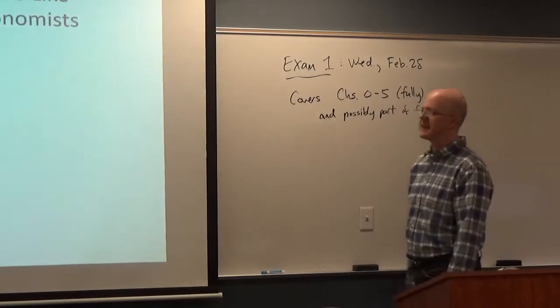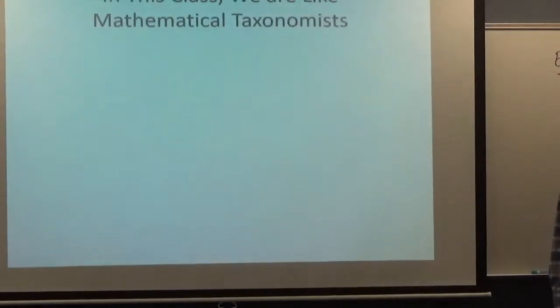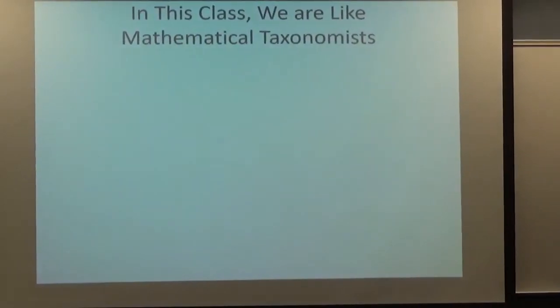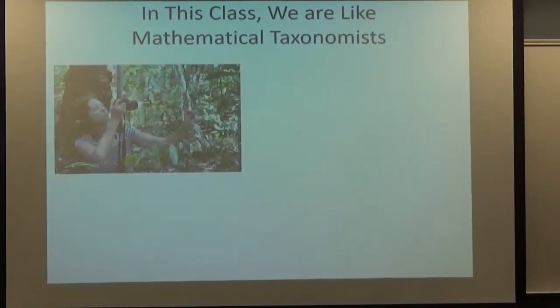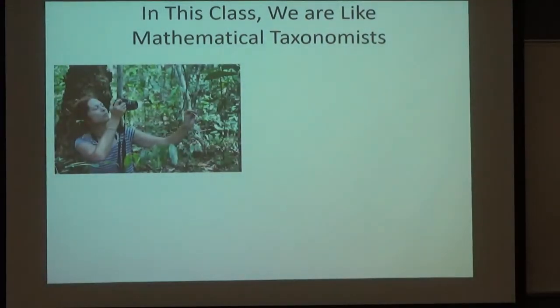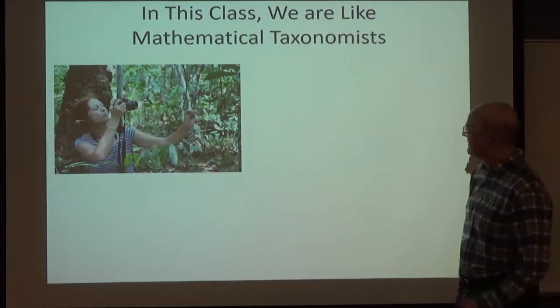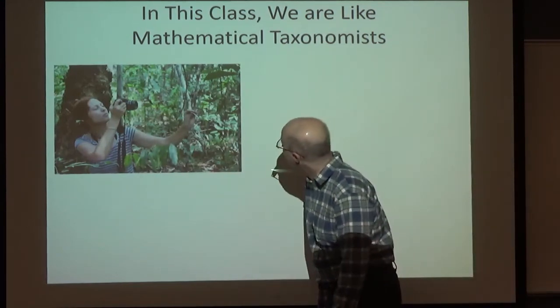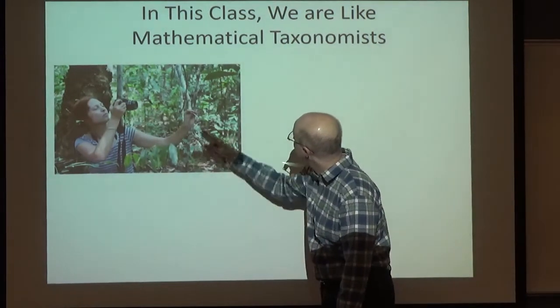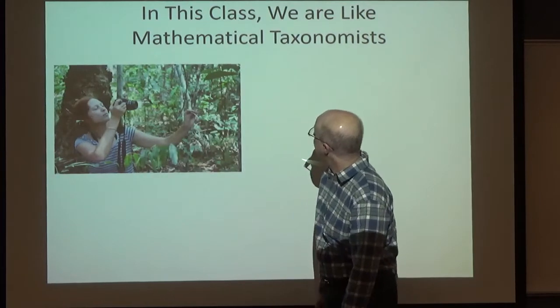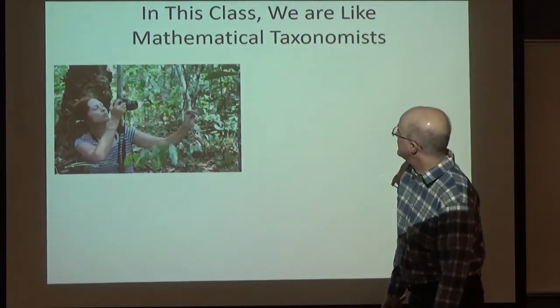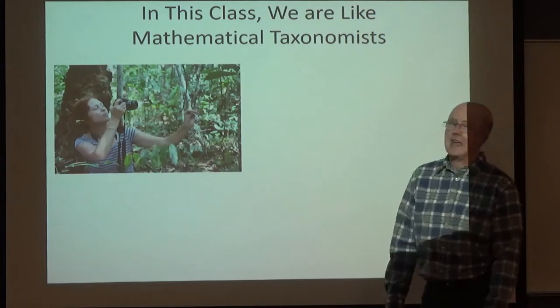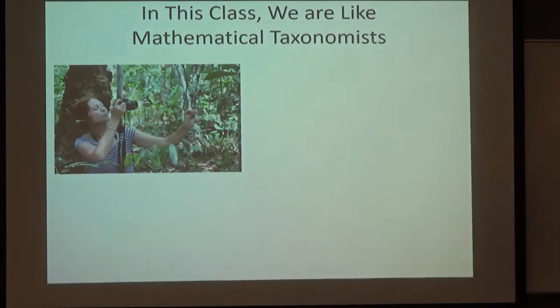What are we like in this class? I claim we're like mathematical taxonomists. What do taxonomists do? Well, they study and classify things in nature, whether it be plants or animals. I can't exactly tell what she's looking at here, whether that's some sort of leaf or some sort of stick insect or something. I can't quite tell, but the taxonomists try to classify and understand the animal and plant world.